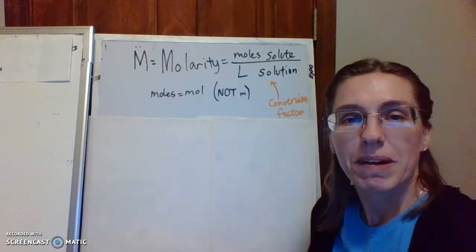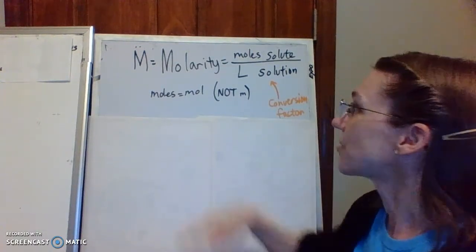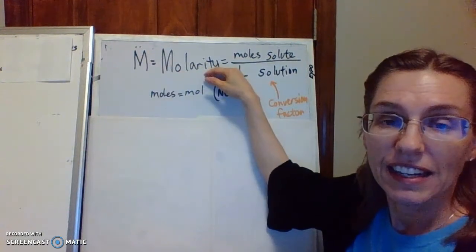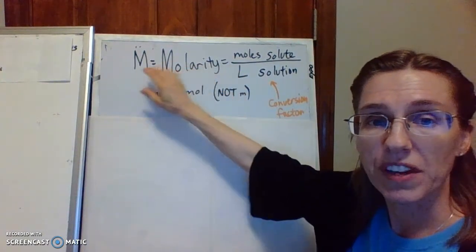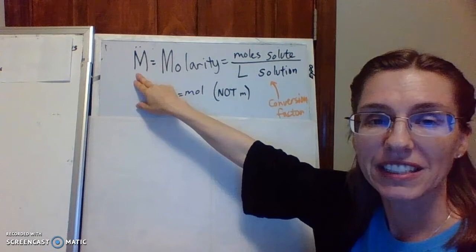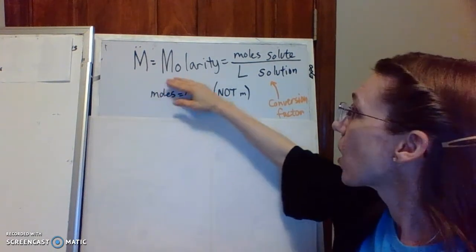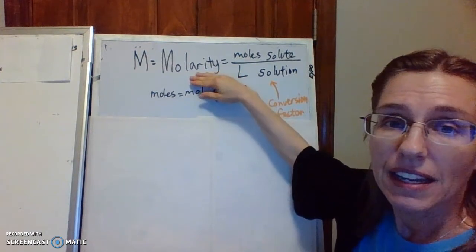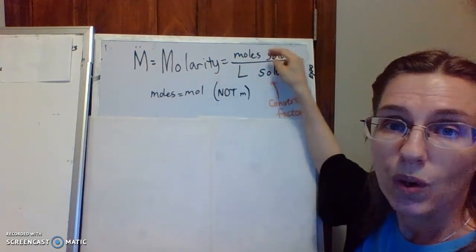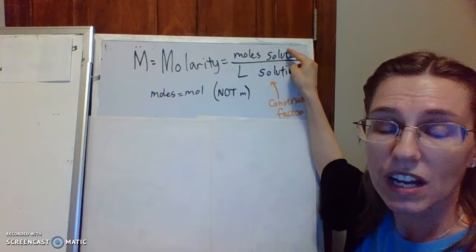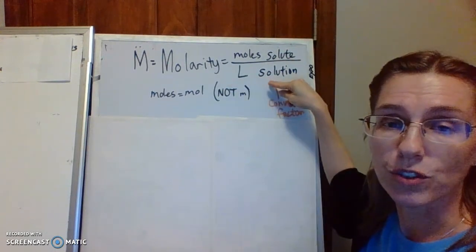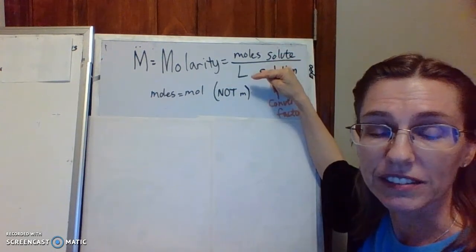Alright, so now we're going to talk about our second unit of concentration, molarity. Now keep in mind, molarity is abbreviated with a capital M. Make sure I can tell the difference between your lowercase m's and your capital M's. Molarity is equal to your moles of solute over your liters of solution. So it's moles per liter.